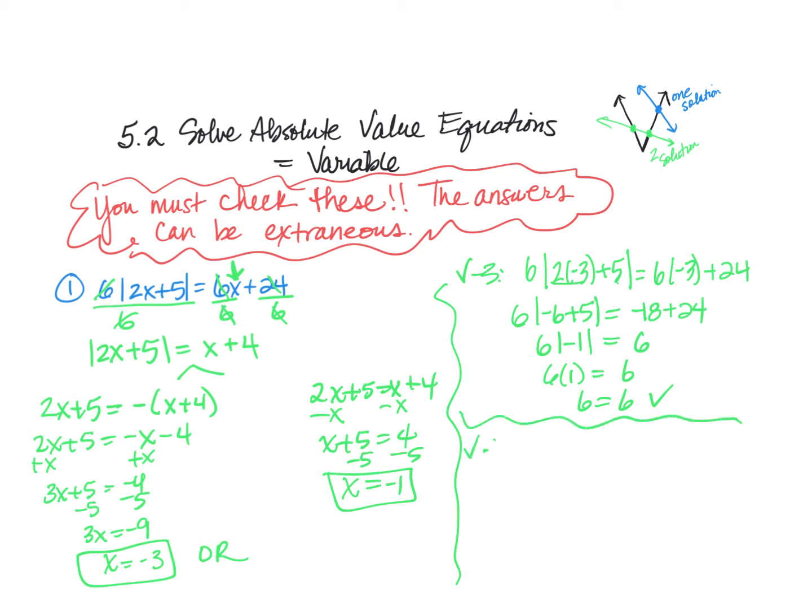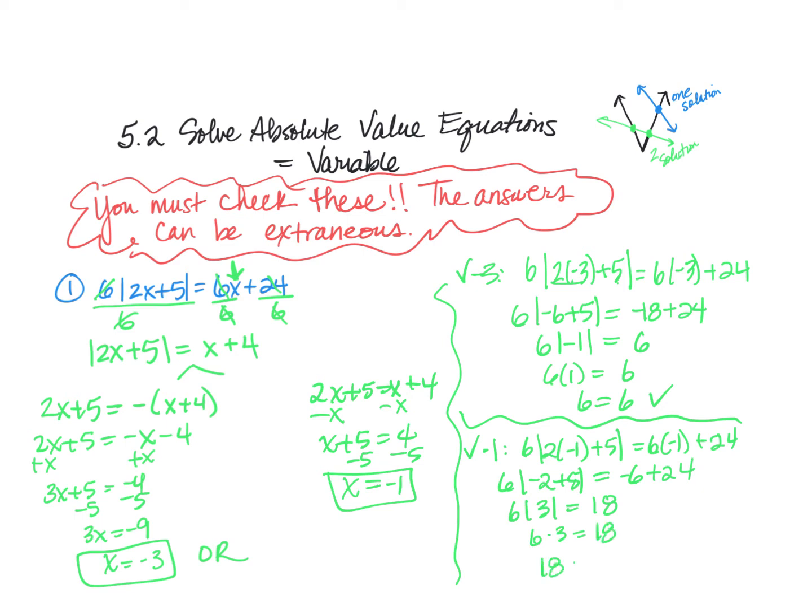I'm going to check down here the negative 1. Same process. 6 times the absolute value of negative 2 plus 5 equals 6 times negative 1 plus 24. Let's see if that makes a good mathematical statement. So I do 6 times the absolute value of negative 2 plus 5, negative 6 plus 24. Negative 2 plus 5 is 3, equals 18. The absolute value of 3 is 3, and I find out that 18 does equal 18. So these are both very good solutions.